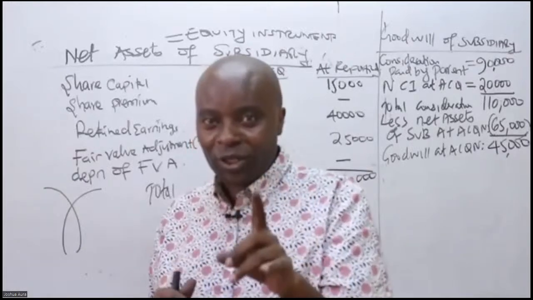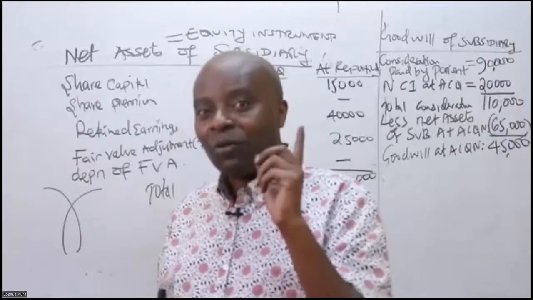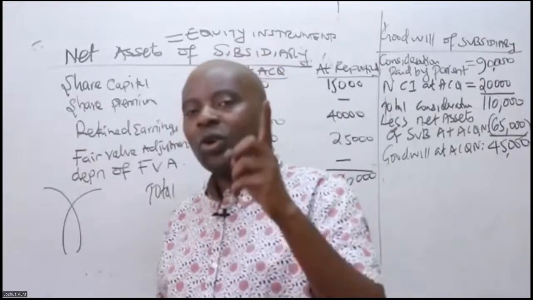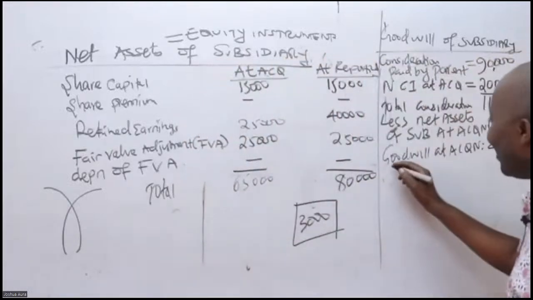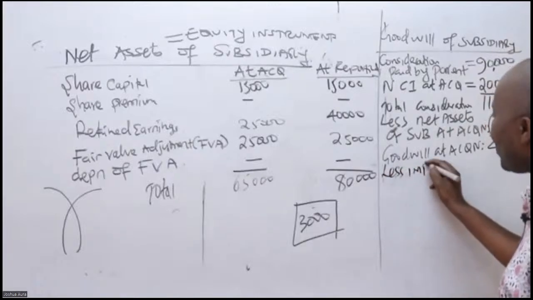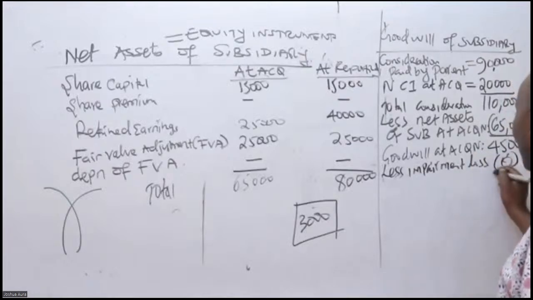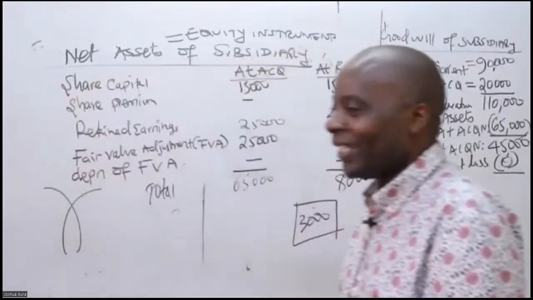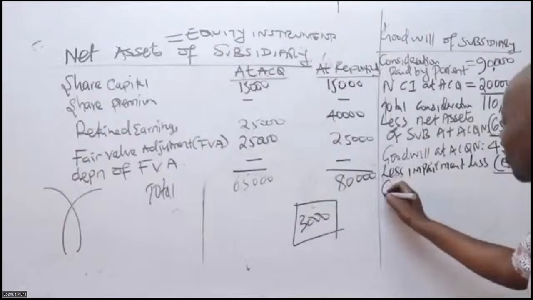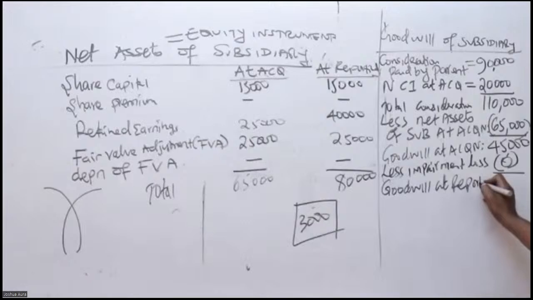So an asset, in this case, ladies and gentlemen, will depreciate. Even yourself will depreciate. Depreciation of an asset called goodwill, we normally call impairment. So in this case you come and less the impairment loss. In this question, there is no impairment loss. So then come and give us the goodwill at reporting, which will be the same 45,000.